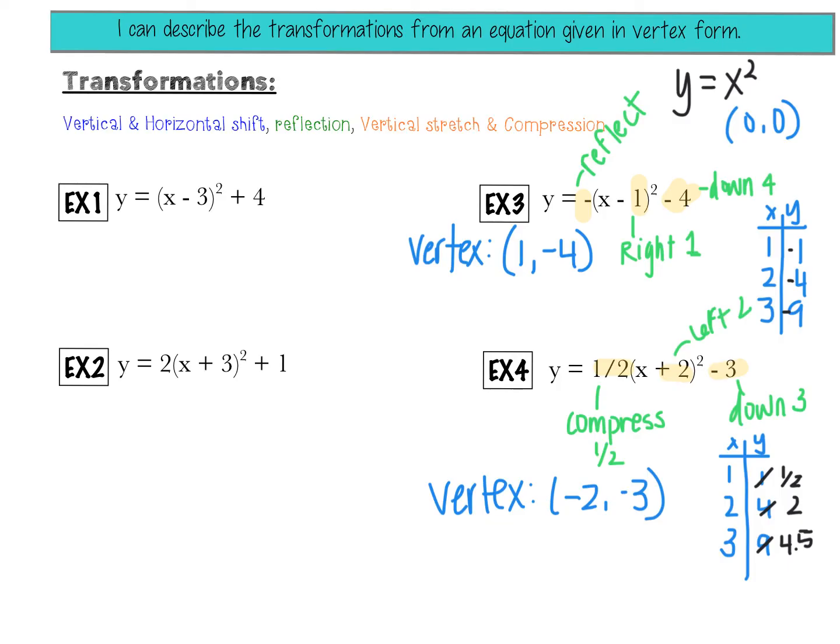So now instead of going up, it's going to go down. So over 1, down 1, over 2, down 4, over 3, down 9. Because there's no stretch or compress, the values stay the same. It's just that my movement is changing. I'm going down instead of up.